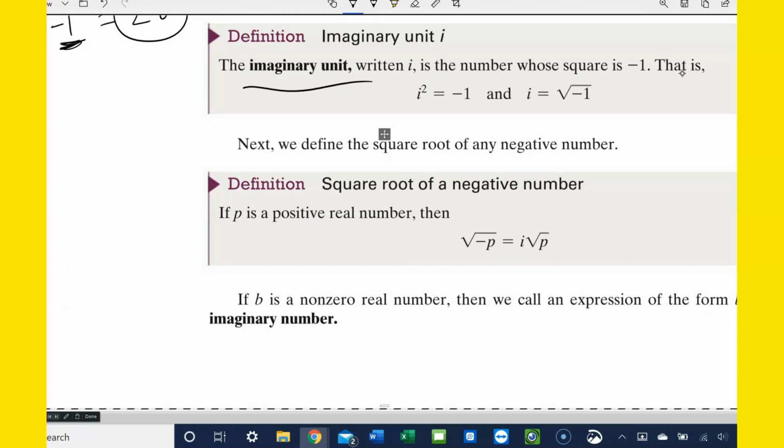If you have the square root of -p, you can just make it be the square root of +p with an i. Put an i with it.